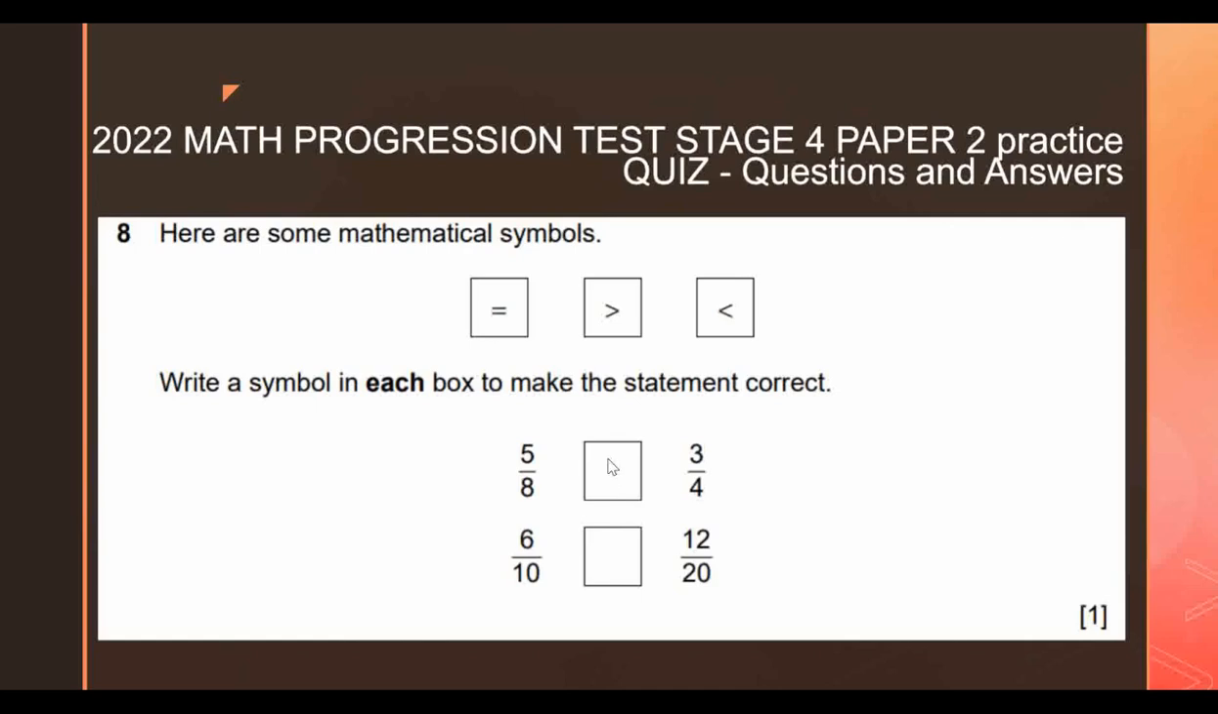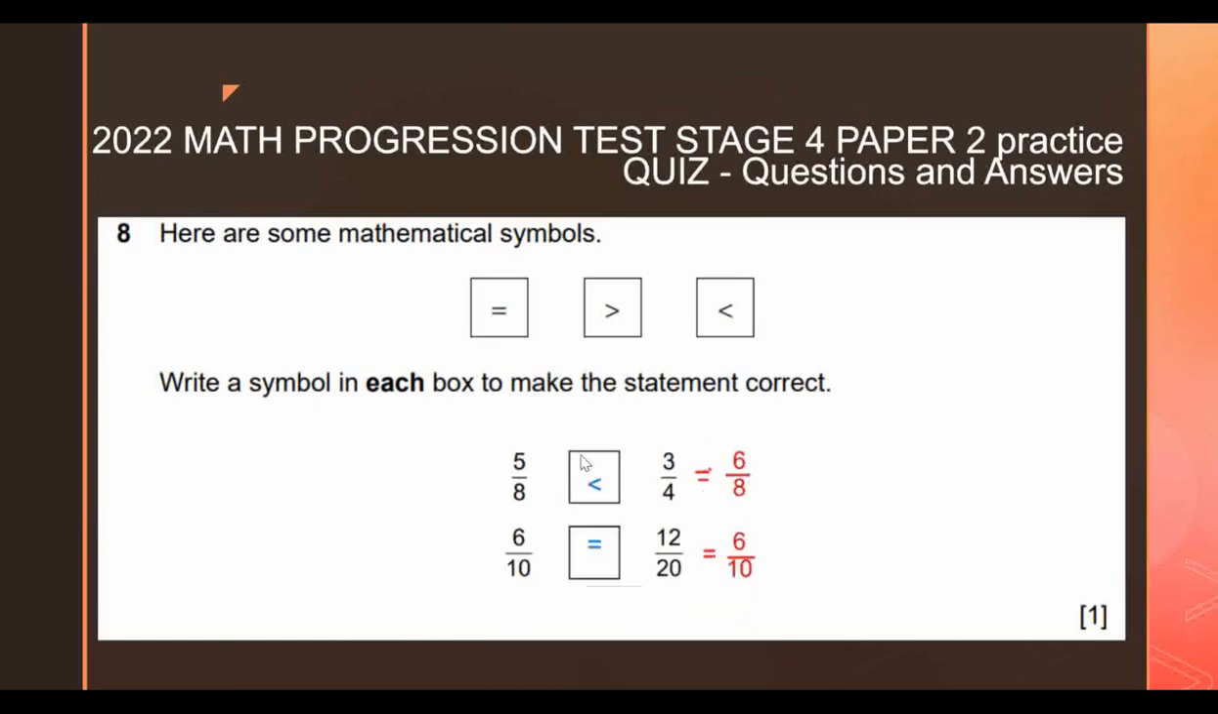You may pause this video if you have not finished. Let's see the answer. So 5/8 is smaller than 3/4. The reason is when we make the denominator the same, or we equalize the denominator, we times this by 2 and 3 times 2, so we get 6/8. And when we compare, 5 is less than 6, so it is less than.